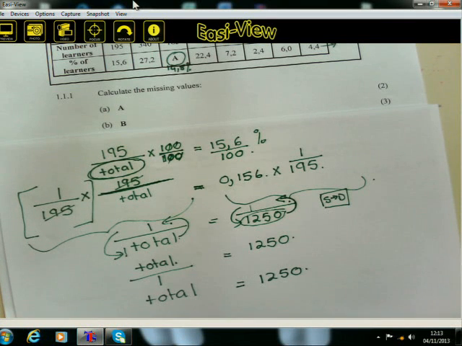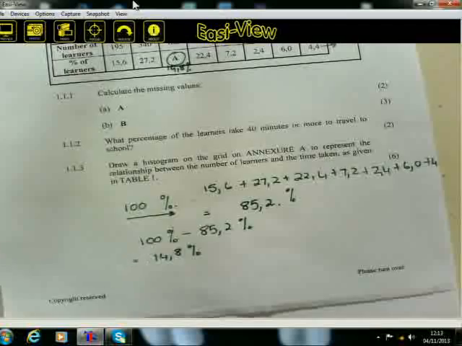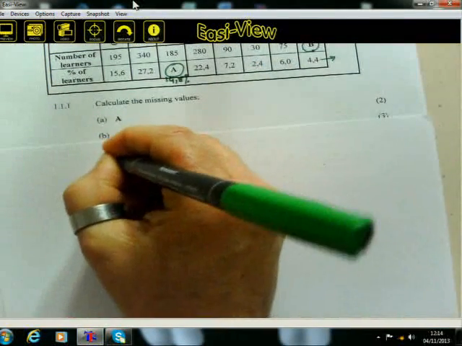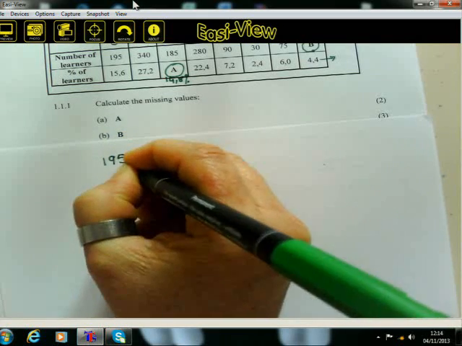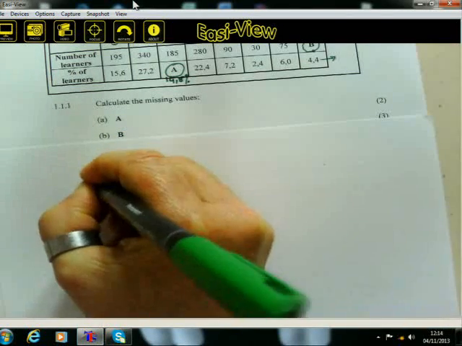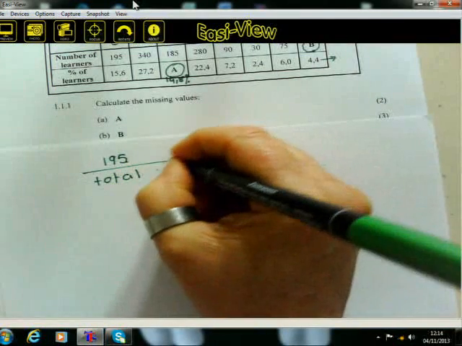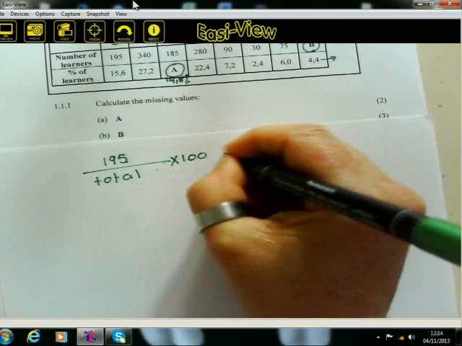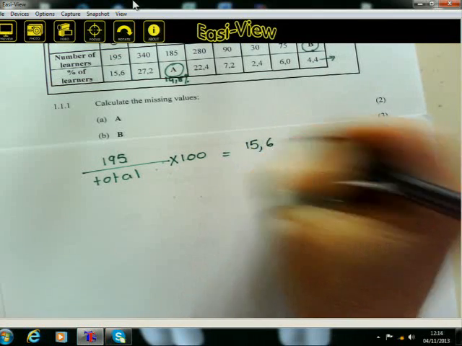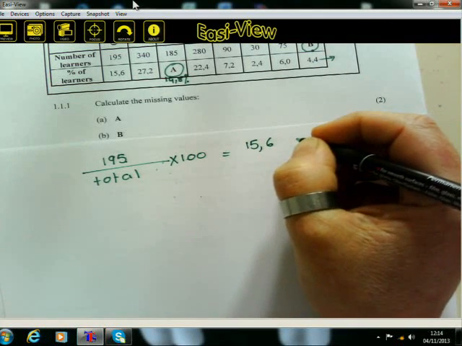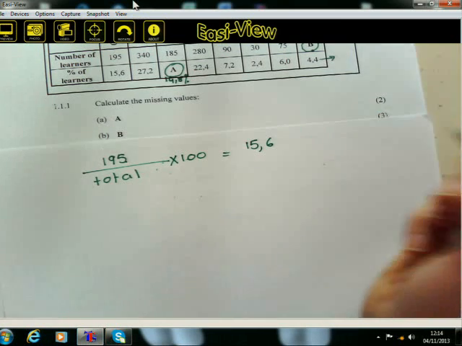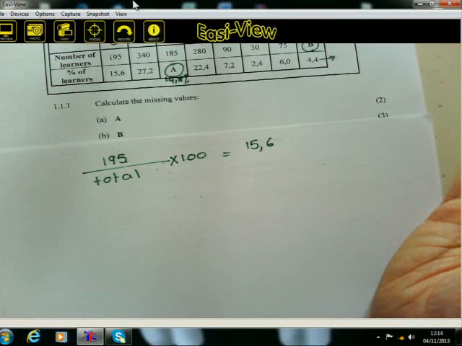That's one way of doing it. Okay. Another way of doing it, let's go here. We want to calculate B. Remember we said to be able to calculate, I want to say 195 over the total number of learners, multiplied by 100, will give me 15.6%.